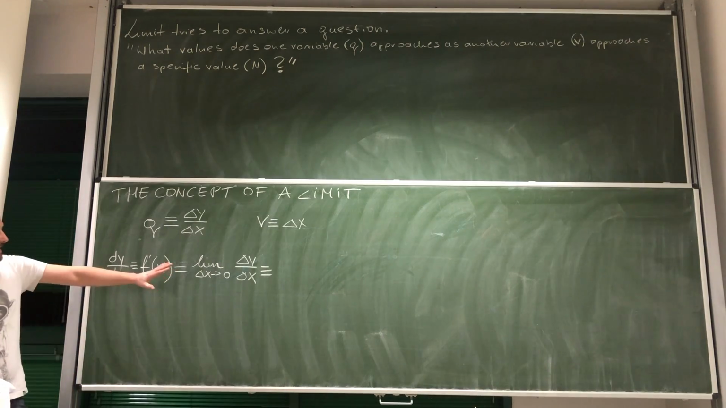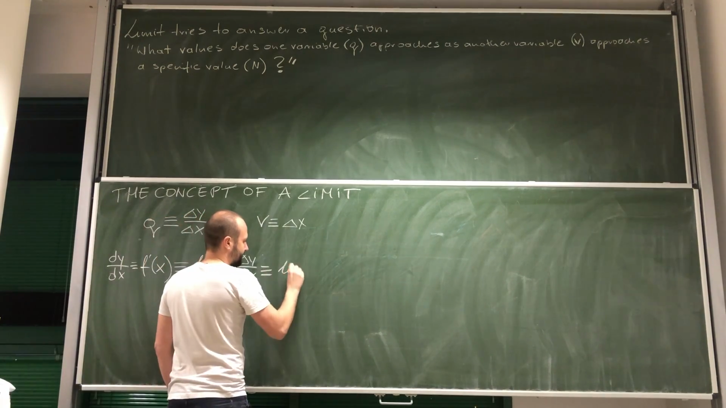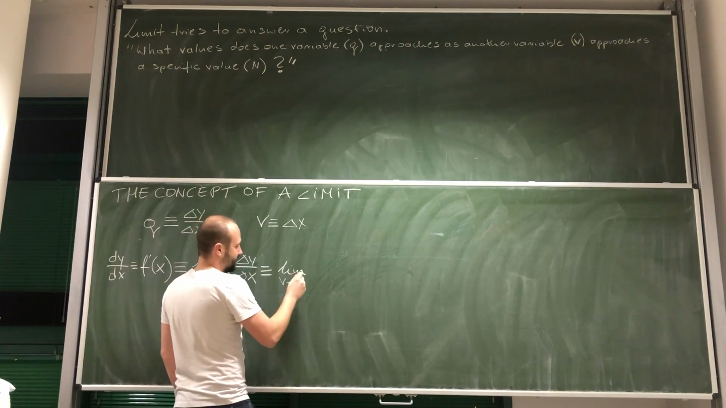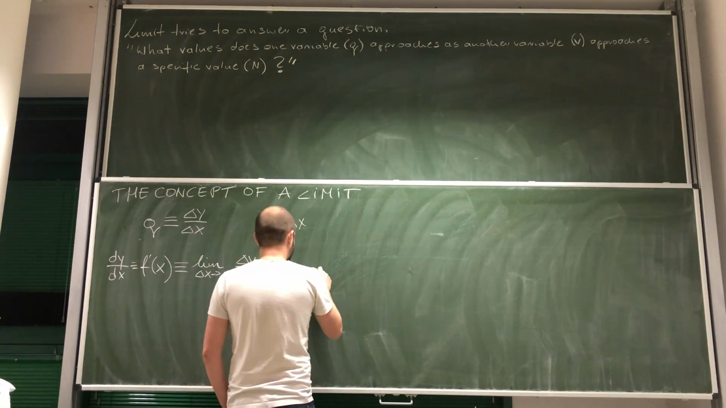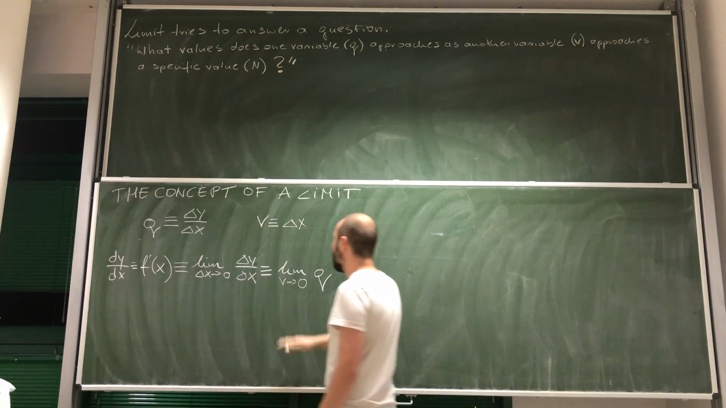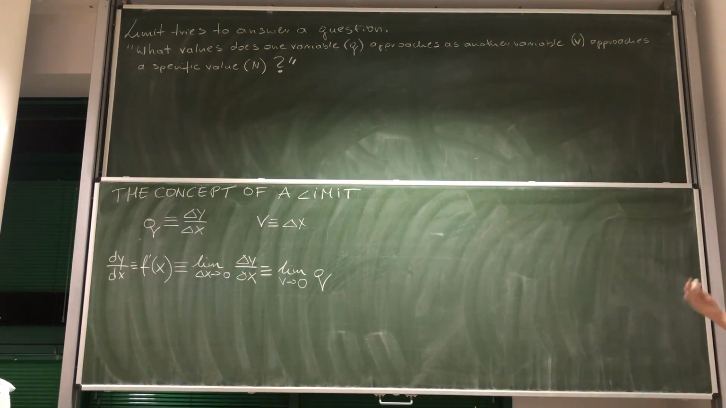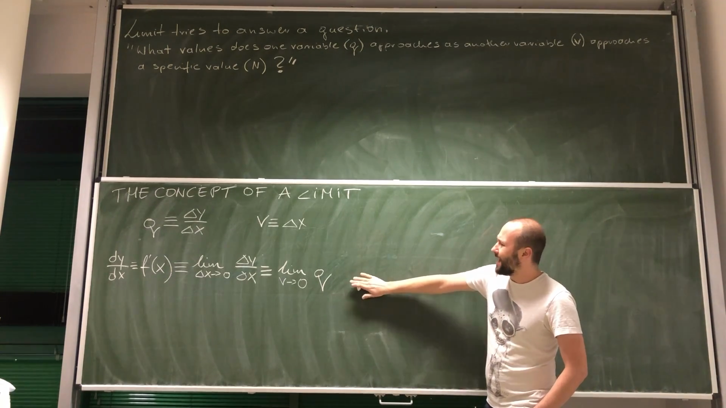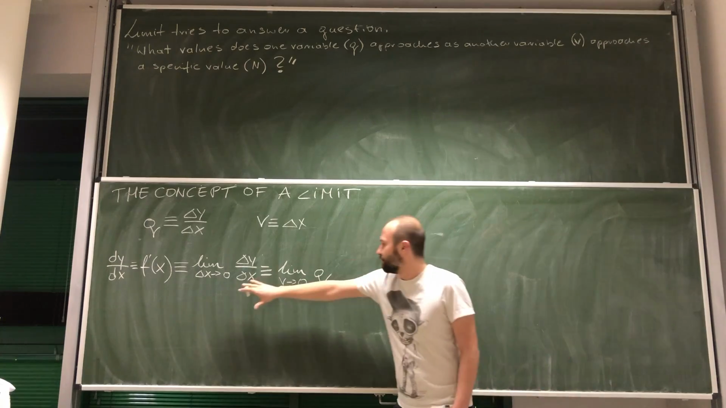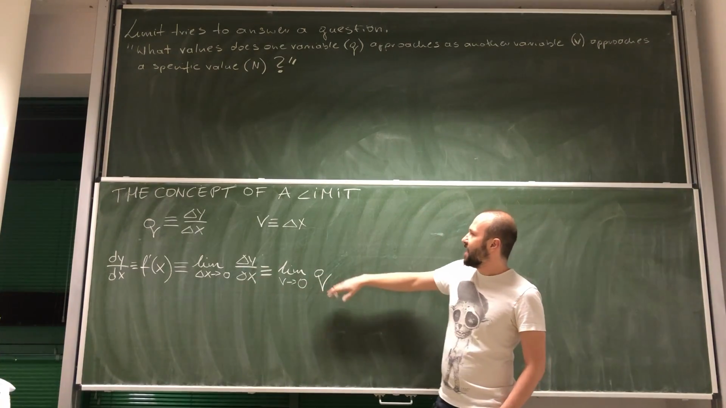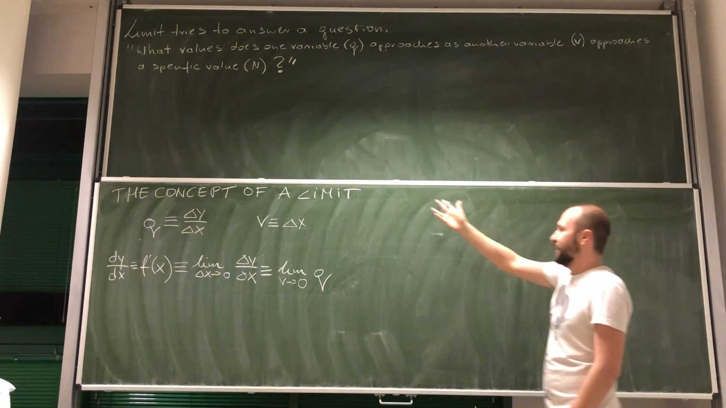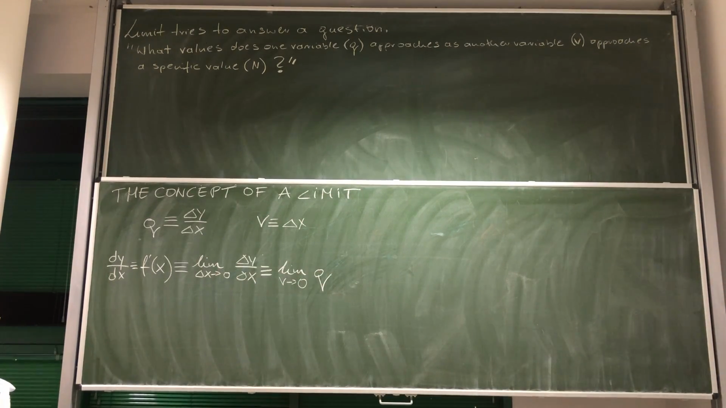We can now write it as the limit with v approaching 0 of q. Okay, and now we're going to talk a little bit more about the limit. So look, we know now that we can rewrite the derivative in a simpler form by replacing the difference quotient by q and delta x by v.